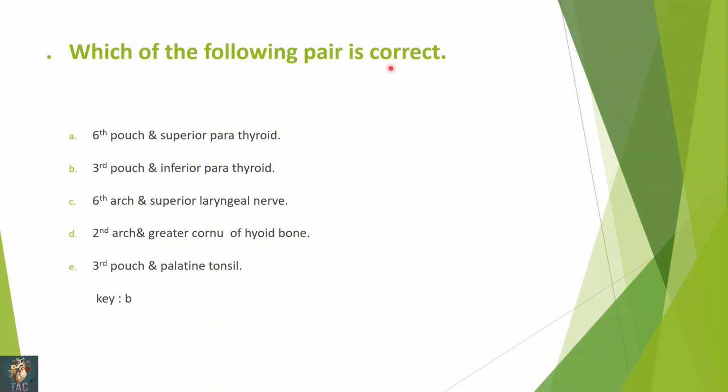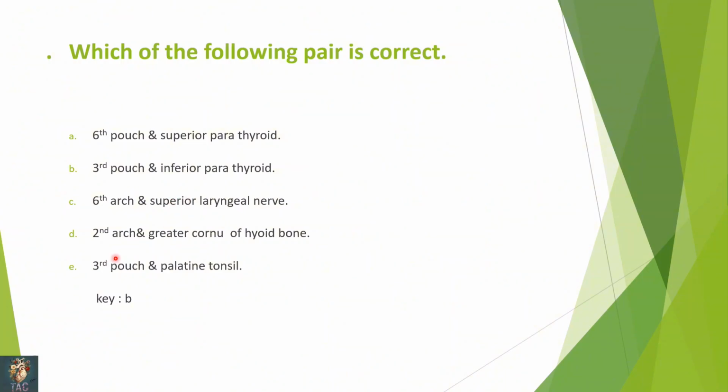Which of the following pairs is incorrect? Sixth pouch and superior parathyroid. Here we are looking for the incorrect answer, so this is incorrect because superior parathyroid is derived from the fourth pharyngeal pouch. Then third pouch and inferior parathyroid, this is correct. Then sixth arch and superior laryngeal nerve, this is the recurrent laryngeal nerve, not the superior.